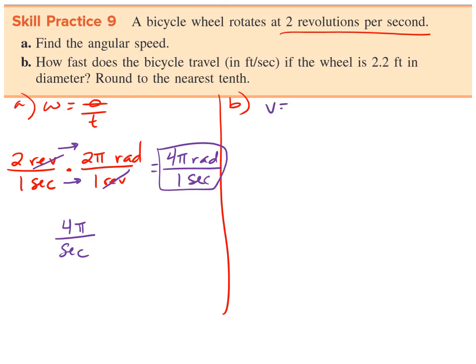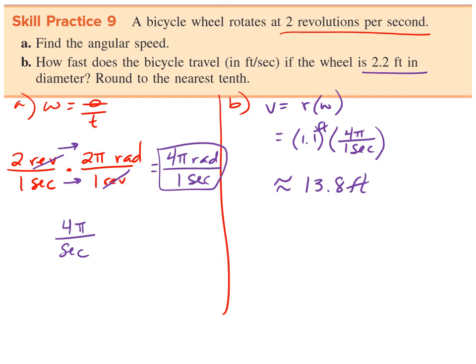Okay, so here, the diameter is 2.2. If that's the diameter, we will divide by 2 to get a radius of 1.1. And we will multiply this by omega, which we found to be 4 pi. This is in feet. Multiply across the top, across the bottom, and you should get 13.8 feet per second.